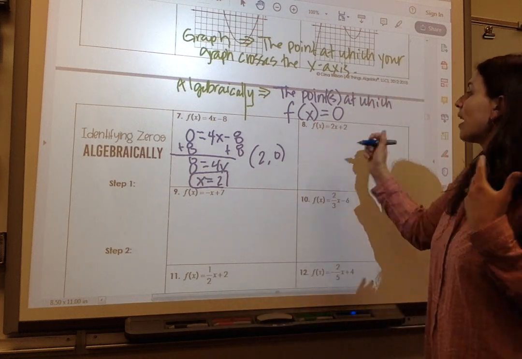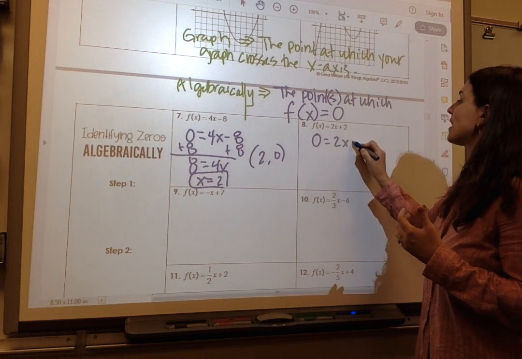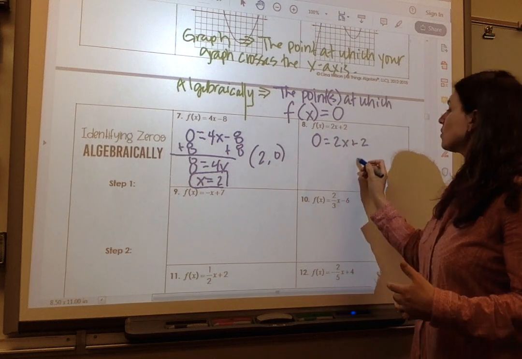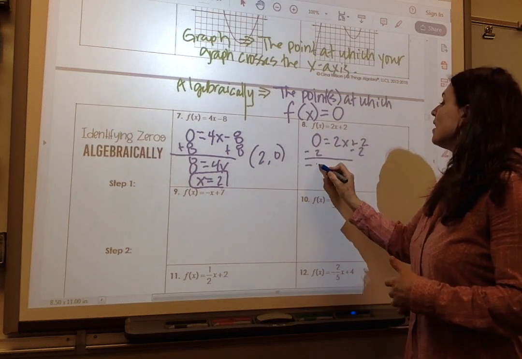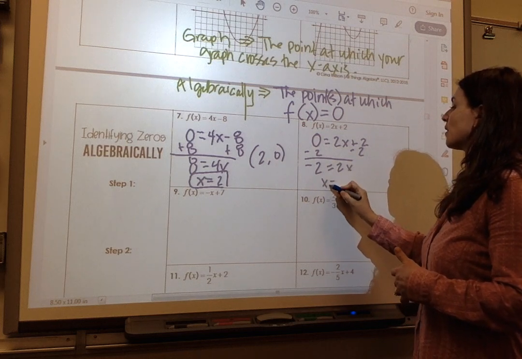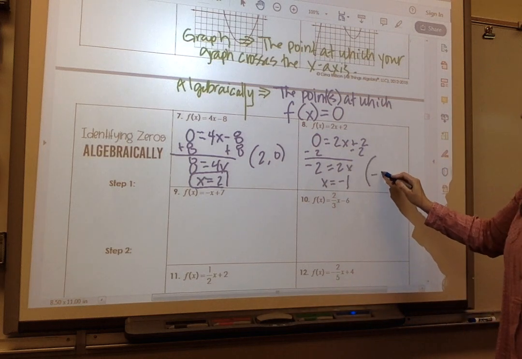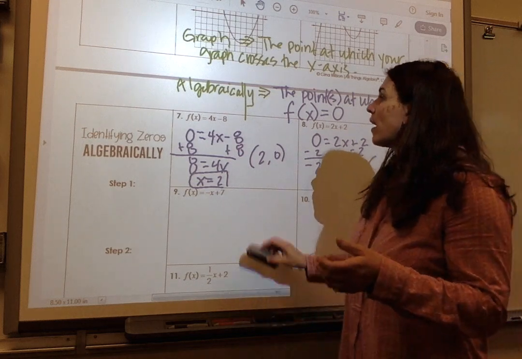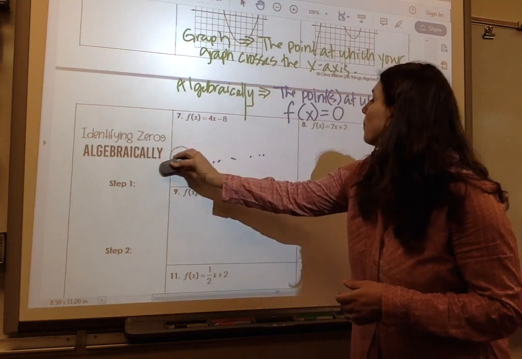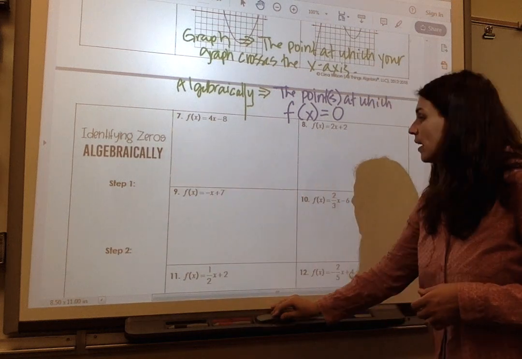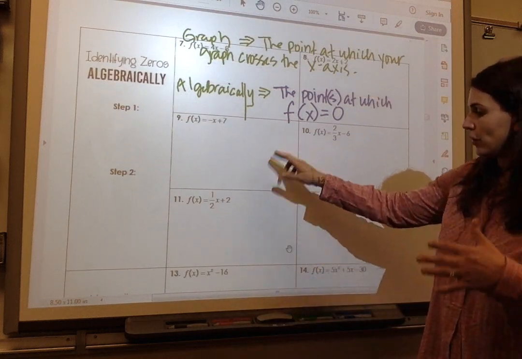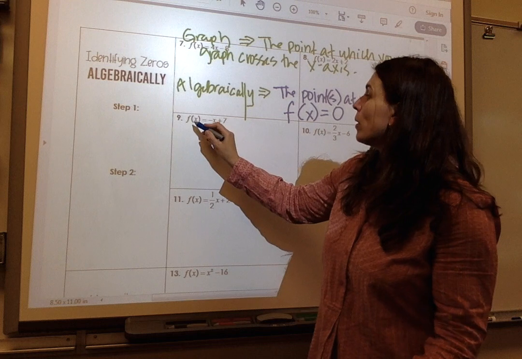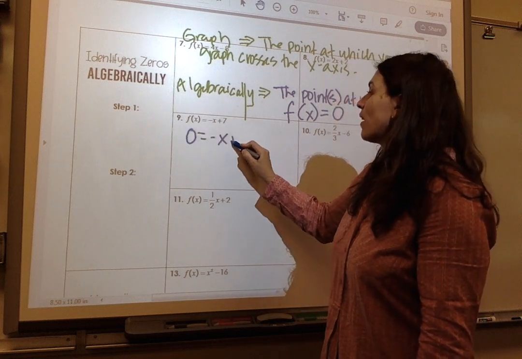So on number 8, I know my output is 0. It's asking me to find x. So subtract 2 on both sides. -2 equals 2x. X equals -1. So when x is -1, my y value is 0. So all my y values are going to be 0. So let's go down to number 9. I'll do 9 and 11. So when my output is 0, what's my value of x?